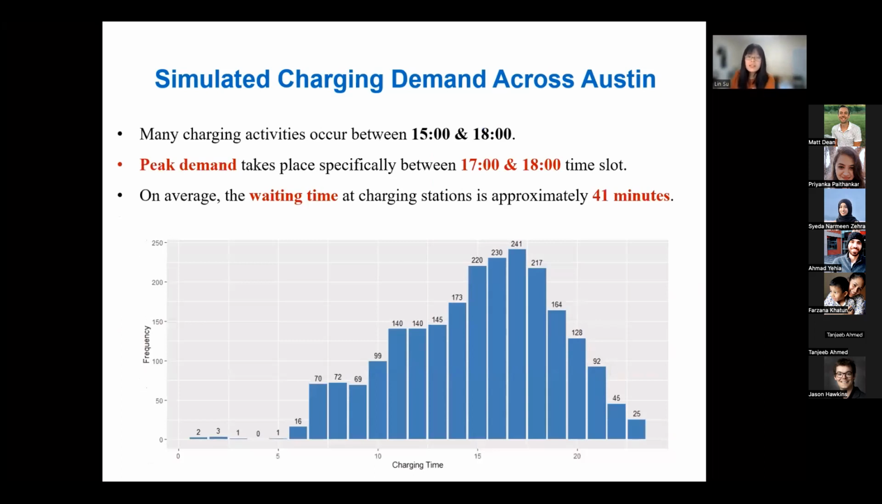The majority of charging activities occur between 3 p.m. and 6 p.m., accounting for 30% of total charging trips as shown in the figure below. The peak demand happens significantly between 5 p.m. and 6 p.m. On average, the waiting time at a charging station is approximately 41 minutes, with 82% of the waiting trips occurring at level 2 charging stations.